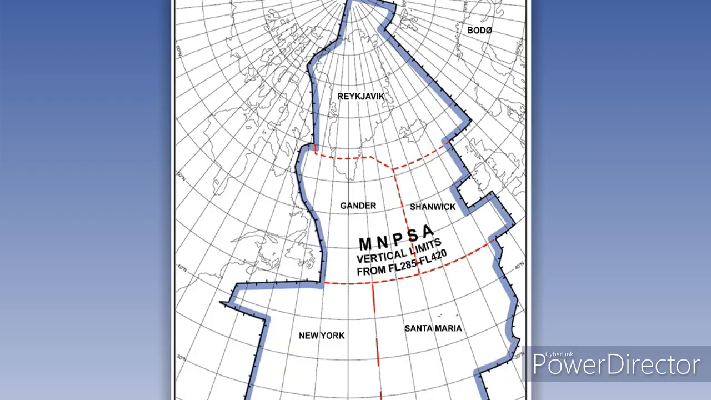The Minimum Navigation Performance Specifications airspace was devised to cope with the demands on airspace peculiar to the North Atlantic, and is the result of an agreement between the states bordering the area to form the ICAO North Atlantic region, or NAT region, and within it the MNPSA, which has been in force since 1979. The area covered by the MNPSA is shown on the screen. The vertical limits of MNPSA are from flight level 285 to flight level 420, with usable levels 290 to 410.